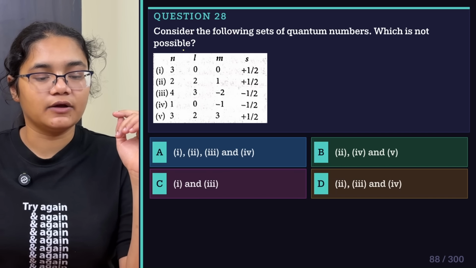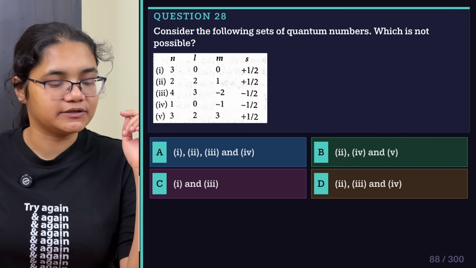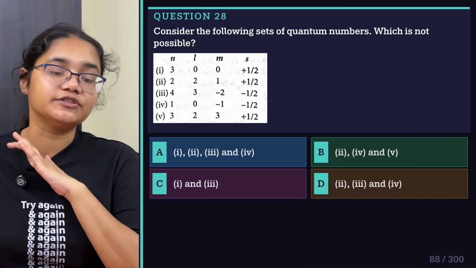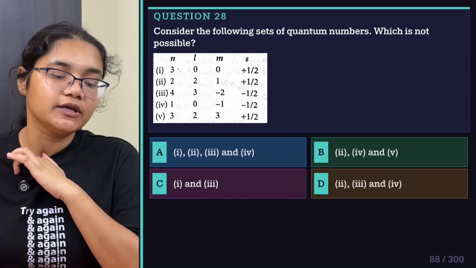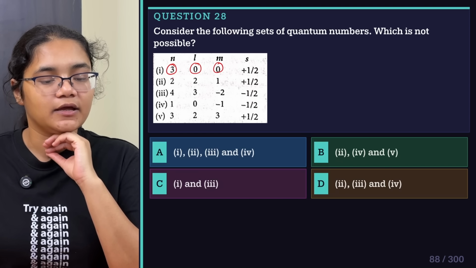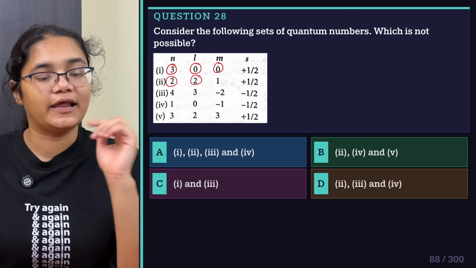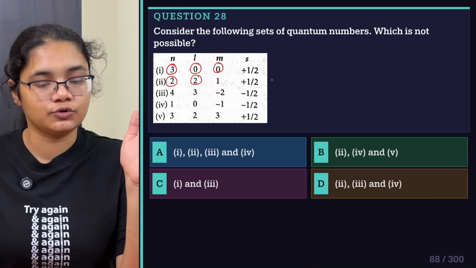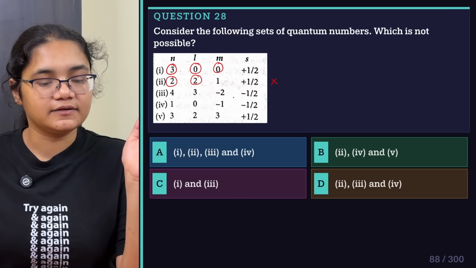Next, consider the following, which is not possible. This is a favorite question from KCET. So we have to check which is not possible, right? So if you see n is equal to 3, so L can have 0, M can have 0. Here if n is equal to 2, L cannot be 2, it has to be 0 and 1. So 2 is not possible. Here these are all possible.